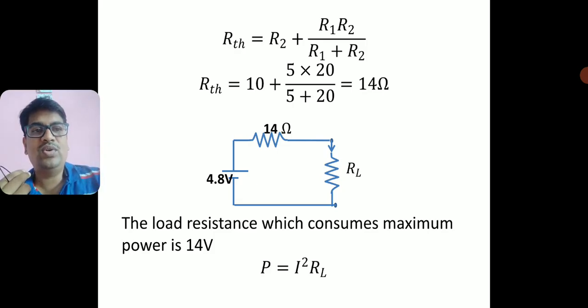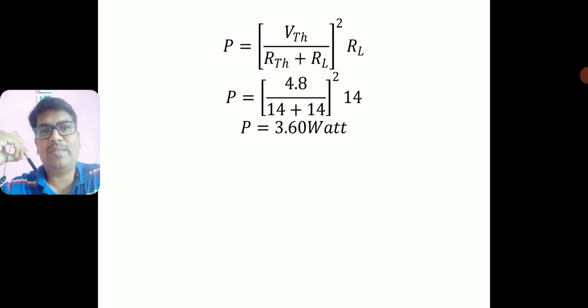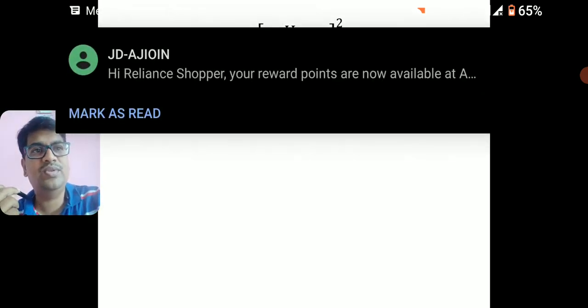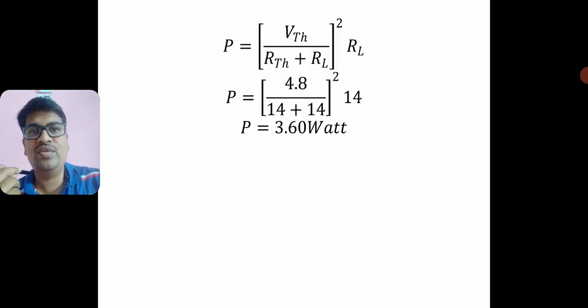So power is equal to I square RL. Substitute for I square, VTH by RTH plus RL whole square, and substitute all these things. Or you can say I have already derived an equation for maximum power along with the proof of the maximum power transfer theorem. You can directly take that equation, which is VTH square divided by 4 RL, and substitute and calculate. Otherwise, you can do it like this also, but by substituting like this you can clearly understand the concept.